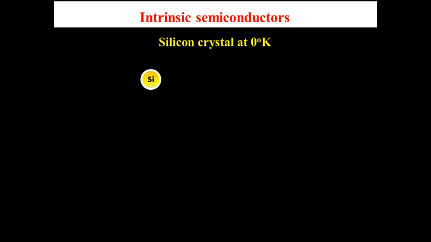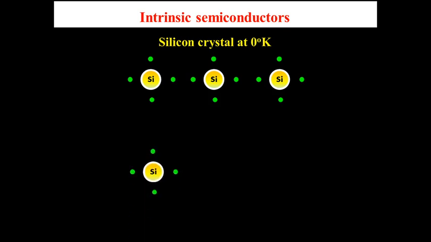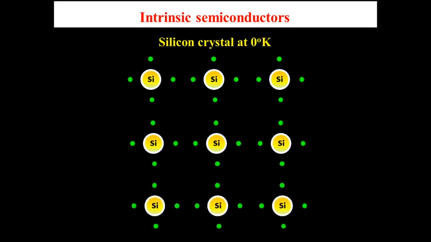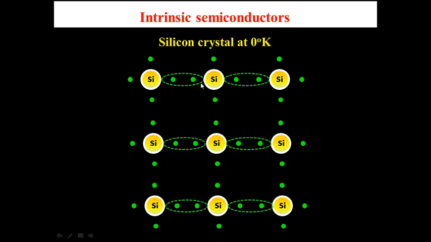Suppose this is a silicon atom and these are the 4 valence electrons. Consider another neighboring silicon atom having the same 4 valence electrons. So this is also a silicon atom. They are placed nearby one another. Now these two neighboring silicon atoms share 2 electrons and form covalent bonds. Suppose this ellipse is nothing but the covalent bond between these two silicon atoms. So there are many covalent bonds inside the silicon crystal.